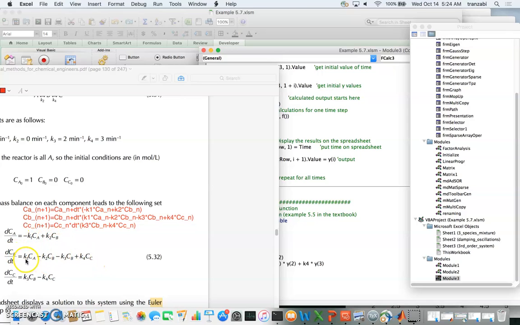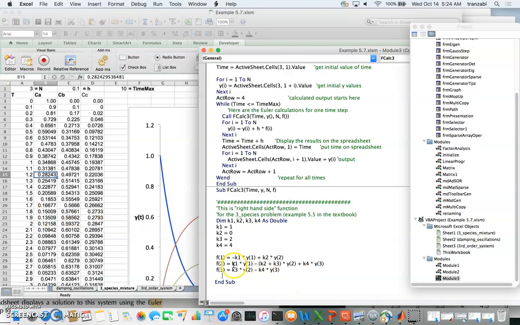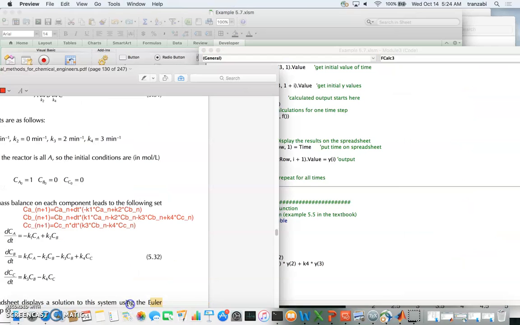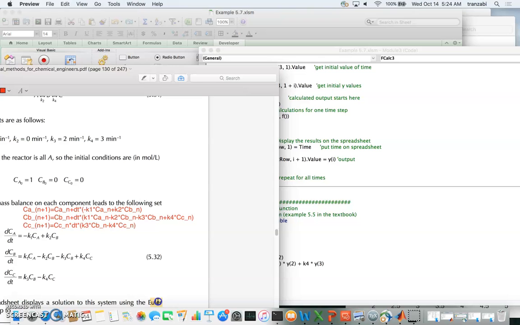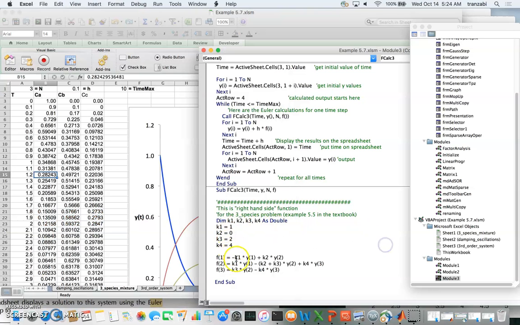Let's look at the second equation. K1 minus K2 minus K3 plus K4, and this is it. K1 minus K2 minus K3 times CB, and then plus K4 times CC. The last one is K3 times CB minus K4 times CC. And that's exactly what we have here. So all I did in this function, I implemented the right side of the three equations we had.